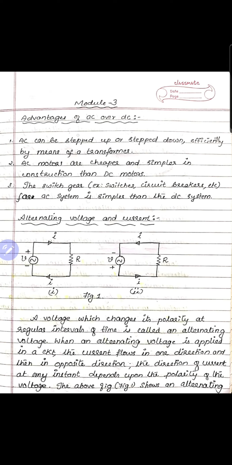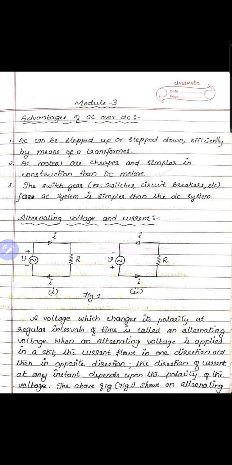First, AC can be stepped up or stepped down efficiently by means of a transformer. It can be easily stepped up or stepped down, but in the case of DC, it is not possible. Next, AC motors are cheaper and simpler in construction than DC motors. Next is the switchgear, for example switches, circuit breakers, etc. For an AC system it is simpler than for a DC system.